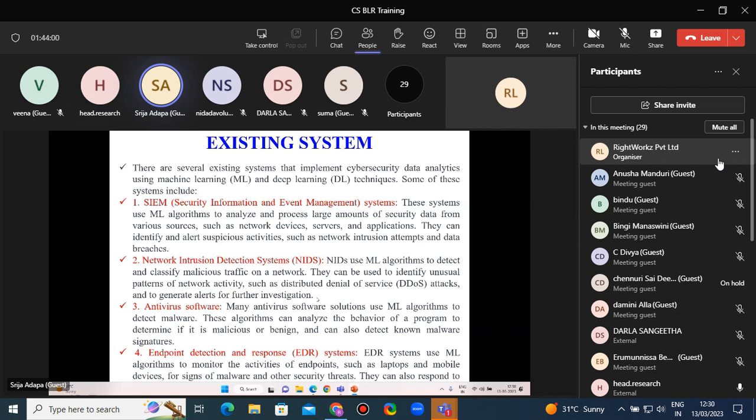Second one is network intrusion detection system. NIDS use ML algorithms to detect and classify malicious traffic on a network. They can be used to identify unusual patterns of network activity, such as distributed denial of service attacks, and to generate alerts for further investigation.